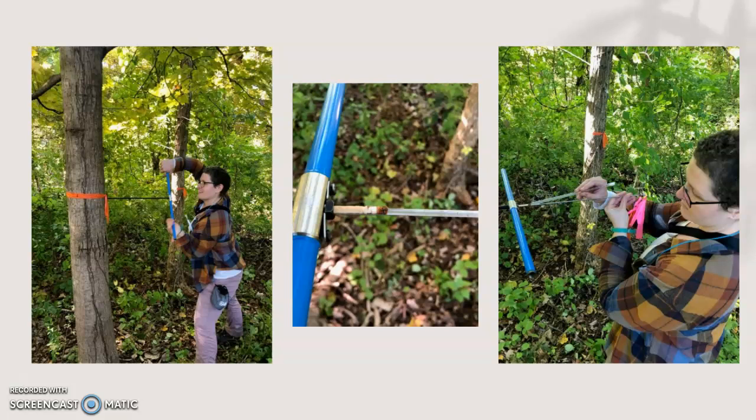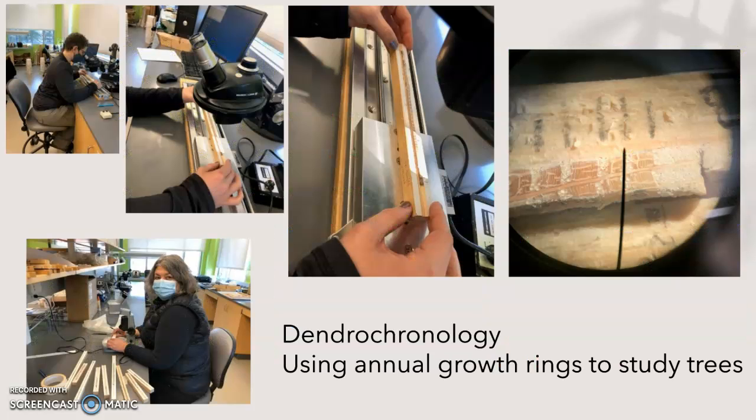So this is just taking core samples of a tree at the forest study research site. She's using the tree borer and extracting the core from the tree. And this is in the lab where we dried and mounted the samples and aged them and then analyzed them using the software to measure the space between the tree rings, to give us an idea of how the tree's health has improved or declined following the removal of the bittersweet.